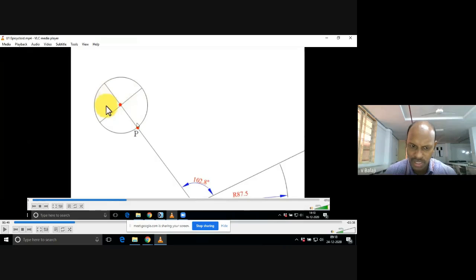I have taken OP, radius is 87.5. I have extended the OP line. I took 25 distance on the extension line. There I found the center of the circle. There you have drawn one more circle with 25 radius. Is it clear? Can I move forward?